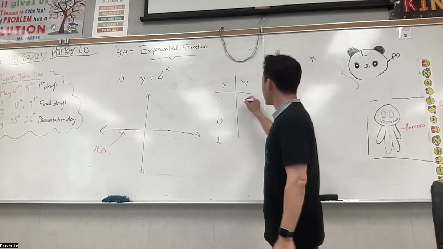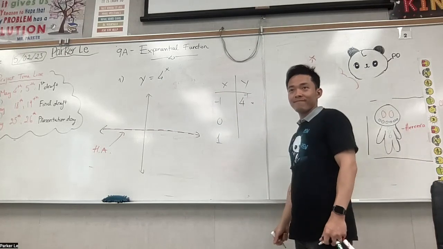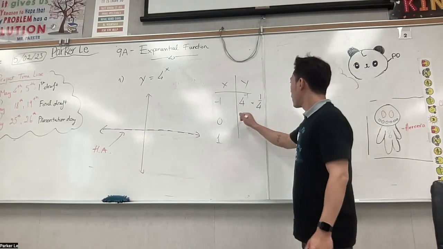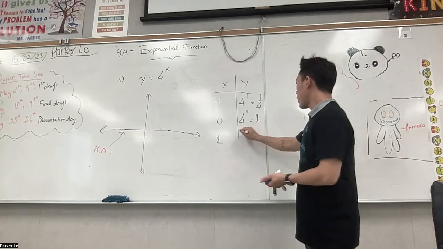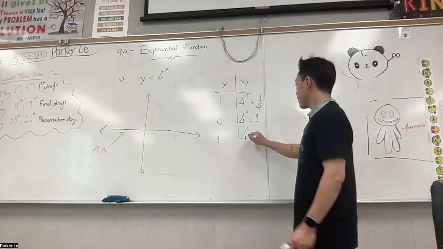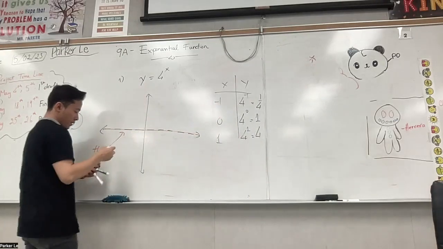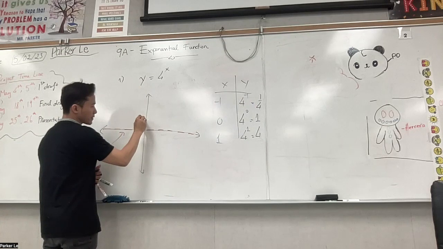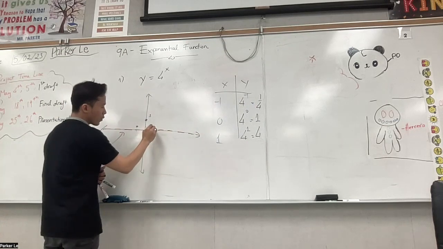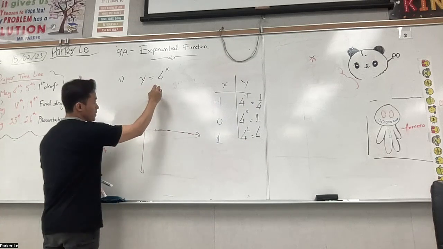All right. So when I put 4 to the negative 1, what is 4 to the negative 1? 1 over 4. Very good. What is 4 to the power 0? 1. What is 4 to the power 1? 4, right? So negative 1 and 1 over 4, and then 0 and 1, and then 1 and 4, right here.